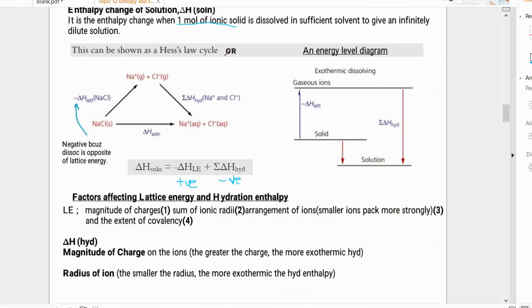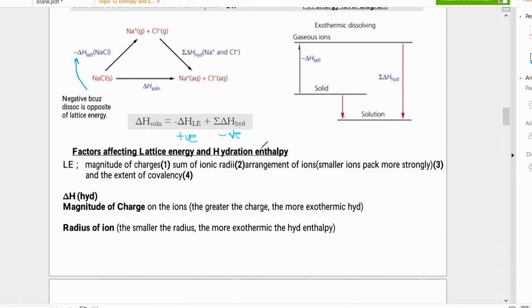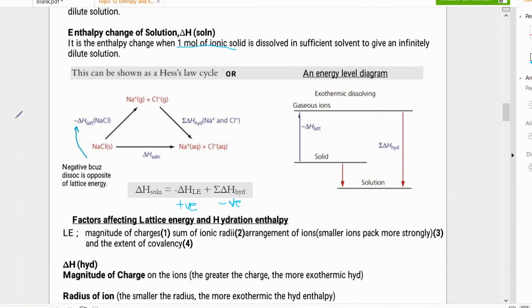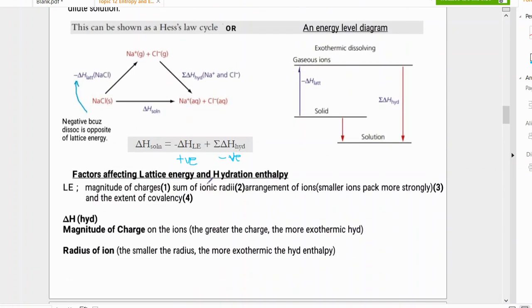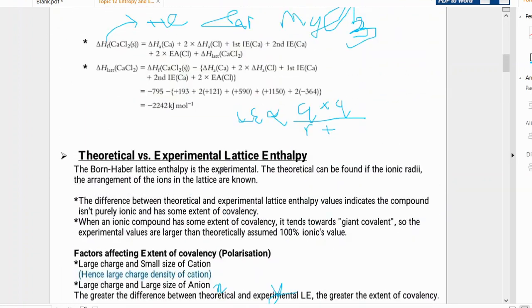And this can be represented as a Hess's law cycle, unit 2 stuff, starting from solid, steps 1 and 2, ending in solution, a simple vector. Start, end, treat it like that. I'm not going into it; you can understand this. So, factors affecting lattice energy and hydration enthalpy. For lattice energy, magnitude of charge: the greater the magnitude of charge.